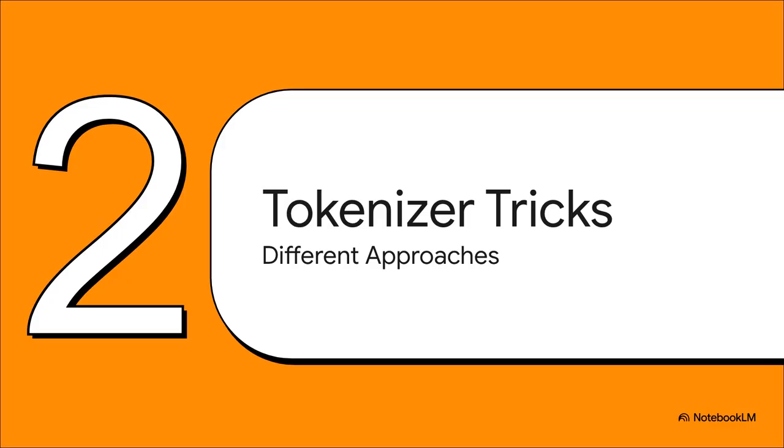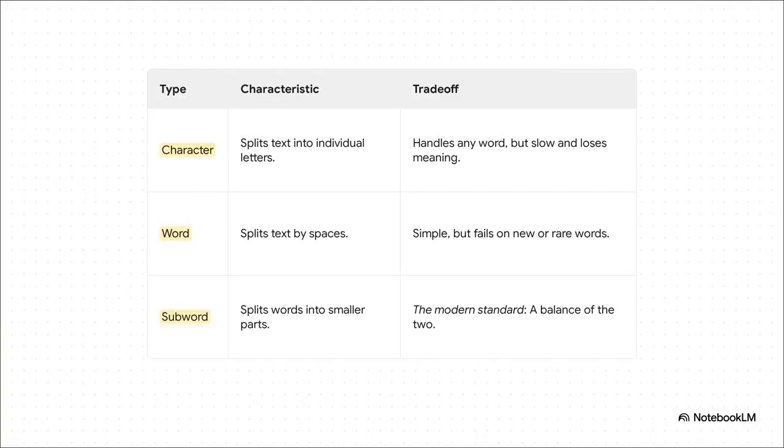But of course, it's not that simple. Not all tokenizers are created equal. There are actually a few different ways to slice and dice language, and each one has its own benefits and its own big drawbacks. So you can basically group them into three main camps.